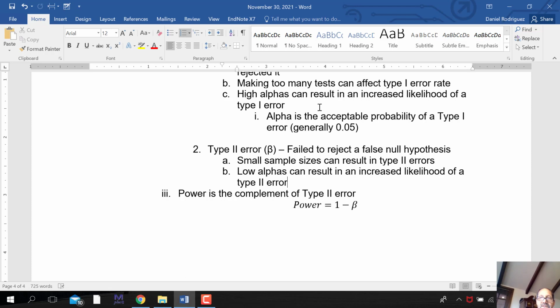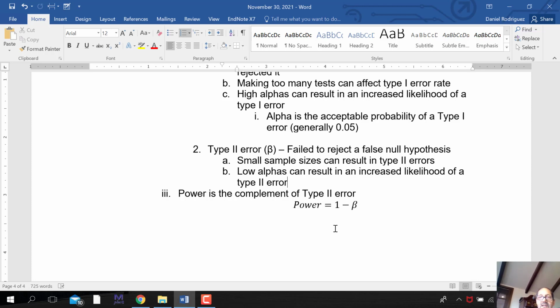So type 2 error is failing to reject a false null hypothesis. This occurs mainly when individuals have sample sizes that are too small. In statistics, there's something known as power, and power is the ability to reject a false null hypothesis. As you can see from this little equation here, power is the complement of a type 2 error. So 1 minus beta is equal to power. The higher your power, the lower your probability of a type 2 error, right? So you want to have a lot of power.